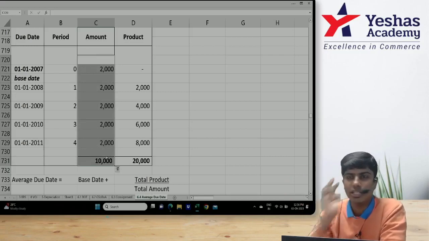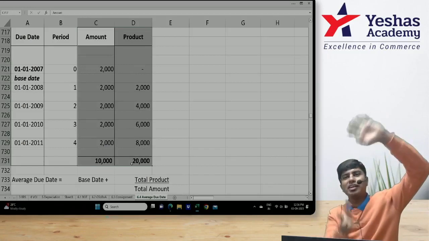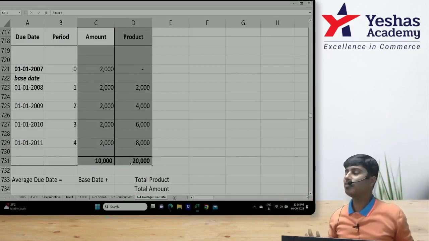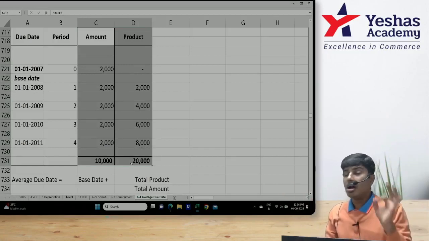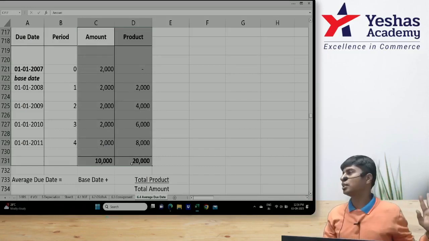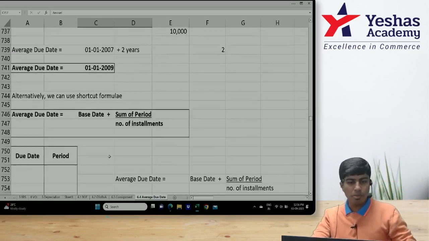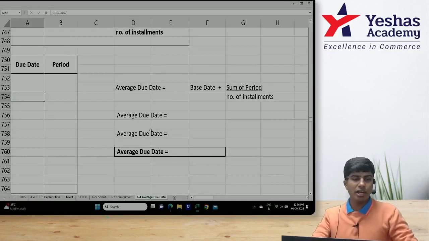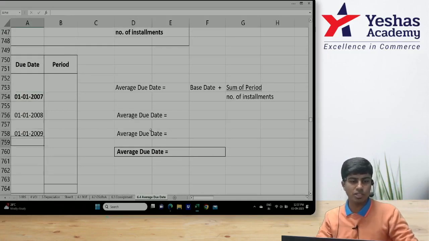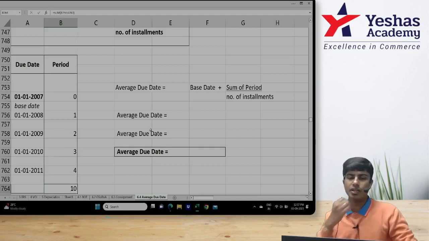When can you apply the shortcut of not writing the amount column and not writing the product column, only writing the period and taking the average of the period? When can we do this? When the amount involved in each date is the same. Very good. Now I'll do the same problem like I just taught you. I wrote 1st of January 2007, 2008, 2009, 2010, 2011. Period: this is the base date, 0, 1, 2, 3, 4. Totally 10.